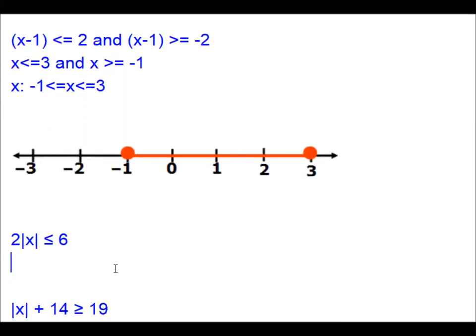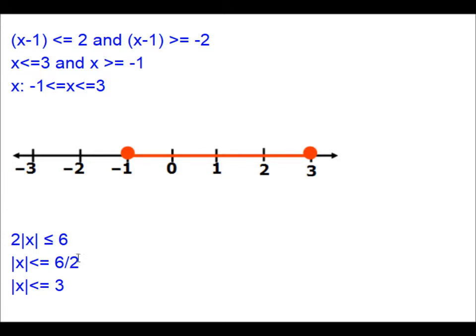Let's do another example. 2 mod of x is less than or equal to 6. Whenever we take the number to the other side of the inequality, addition changes to subtraction, multiplication changes to division. So here 2 is multiplied by mod of x. If we take it to the other side, it will become division. So mod of x is less than or equal to 6 divided by 2. Mod of x is less than or equal to 3.